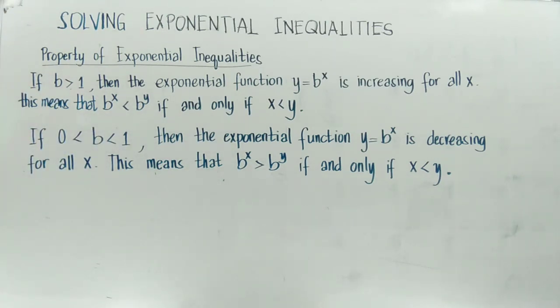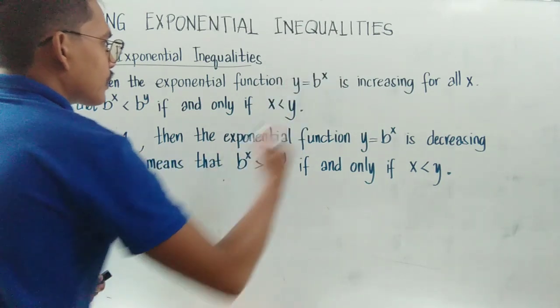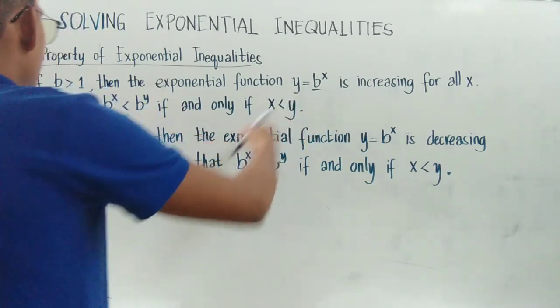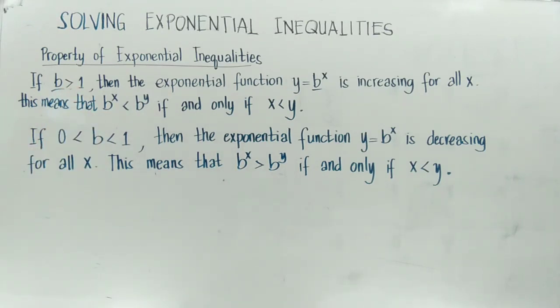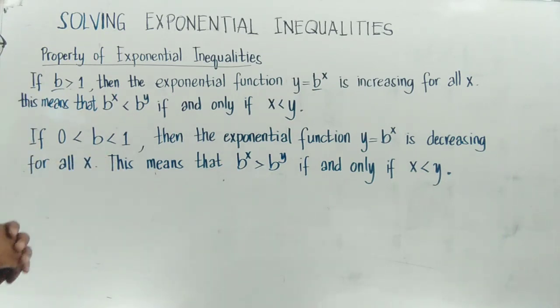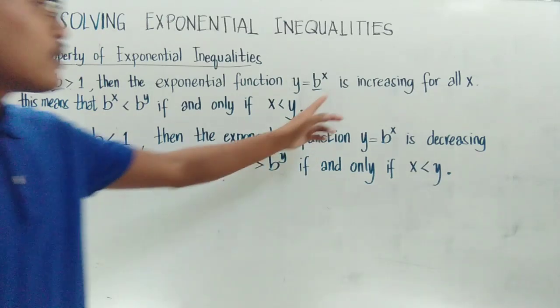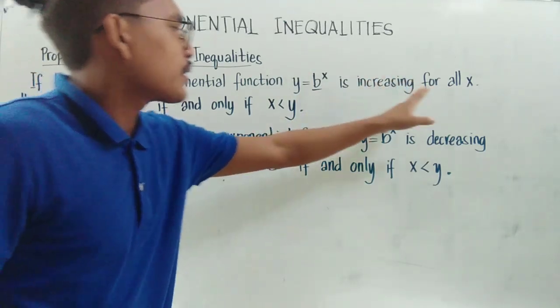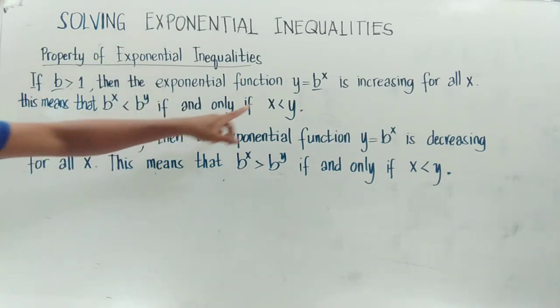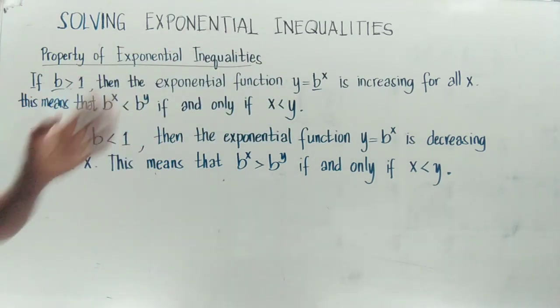If b is greater than 1, then the exponential function y equals b raised to x. Let us not forget that b is our base, and b is greater than 1. I know you are all familiar with numbers that are greater than 1, of course. If b is greater than 1, the function is increasing for all x. This means that b raised to x is less than b raised to y if and only if x is less than y.